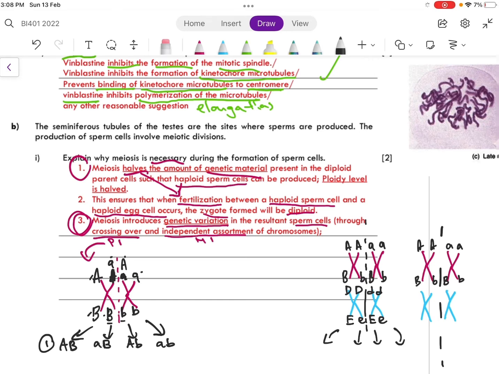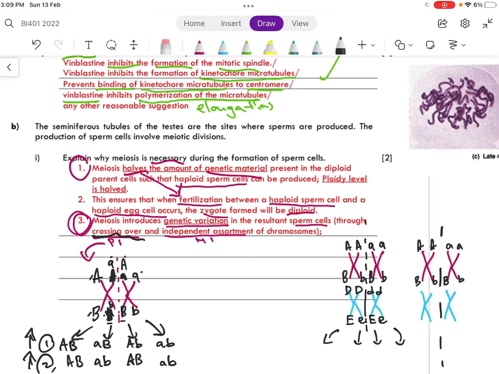What if crossing over also occurs between here, right? Let me swap things around. Maybe now it's small b and here's big B. Then actually we get a new combination of sperms, right? The first one will be the same, but now we get a different combination here. We get a different combination here, and the same combination at the end. So crossing over helps increase the number of combinations of alleles in the sperm cells and the egg cells.